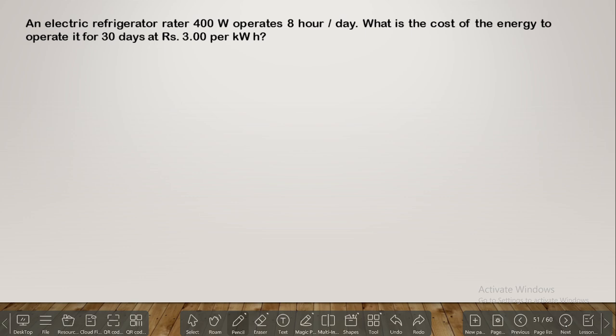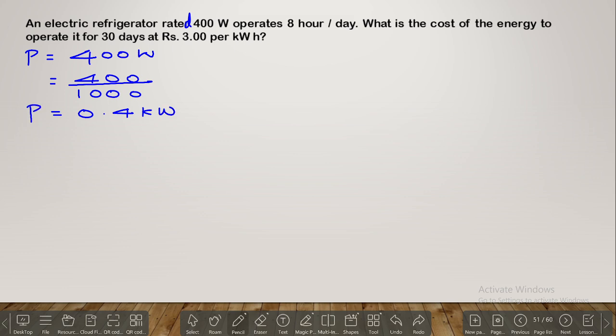Next question, related to the commercial unit of electrical energy. Read the question. An electric refrigerator is rated 400 watt. That means the power of the electric refrigerator is given in the form of a smaller unit, the normal unit. So this 400 watt we need to convert into a commercial unit. In order to convert into a commercial unit, we are going to divide by 1000. If you divide the two numbers, it will become 0.4 kilowatt.